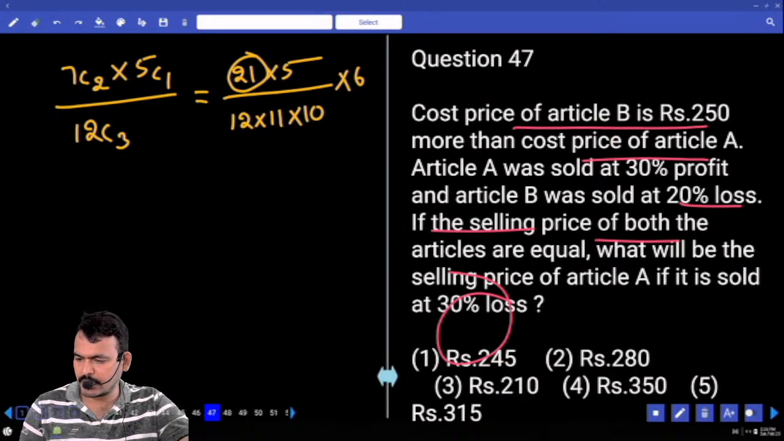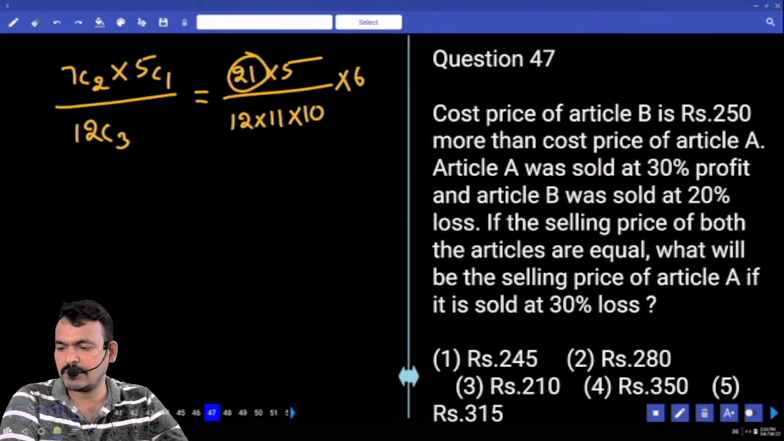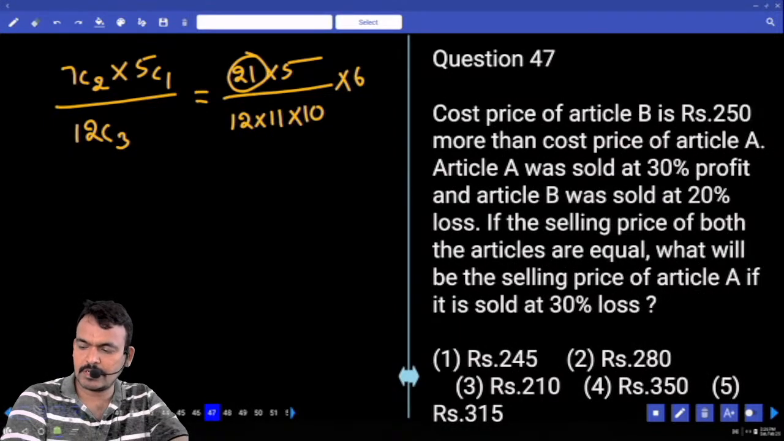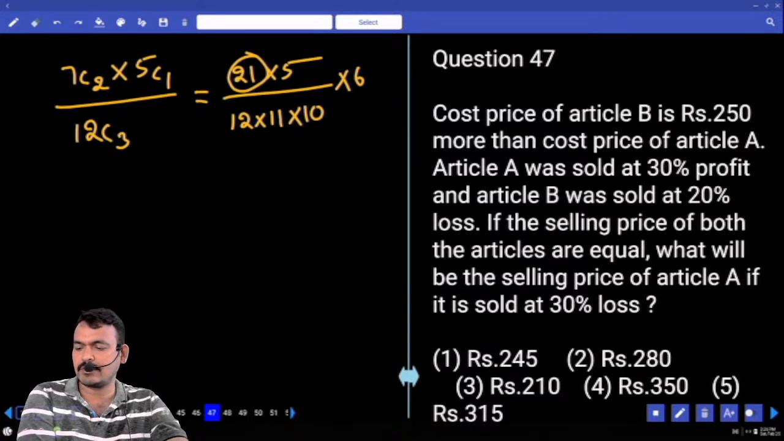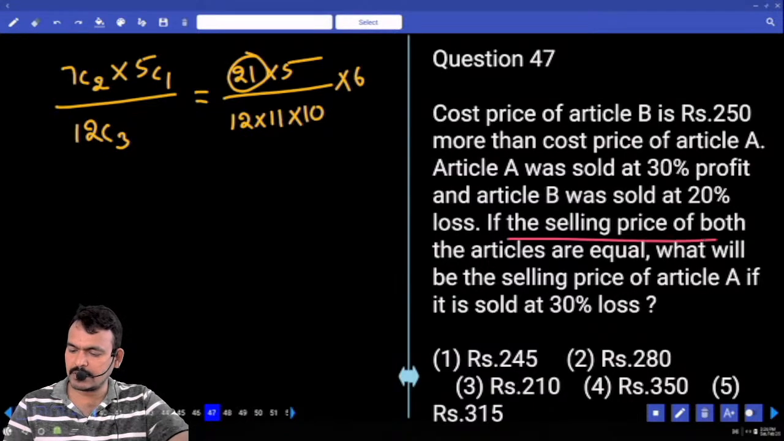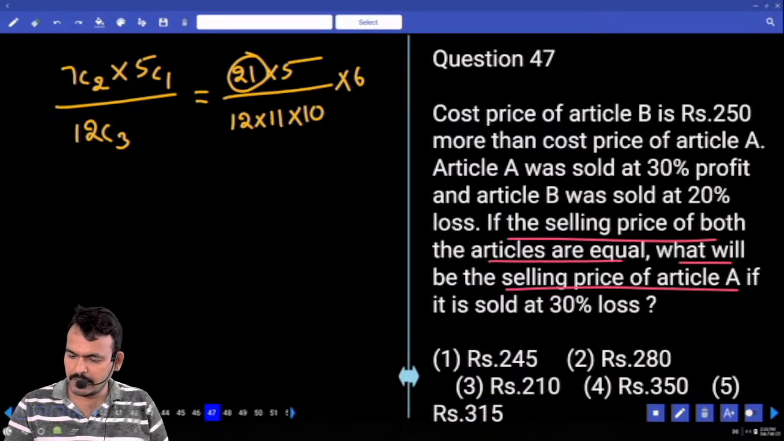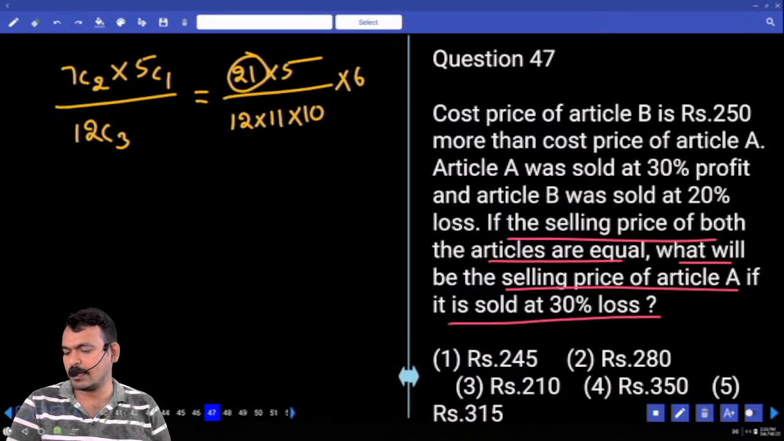Next question number 47. Cost price of article B is 250 more than the cost price of article A. Article A was sold at 30% profit and article B was sold at 20% loss. If the selling prices of both the articles are equal, what will be the selling price of article A if it is sold at 30% loss?